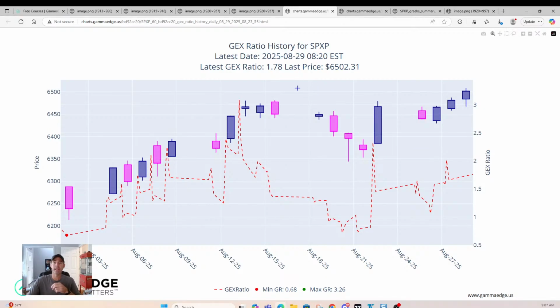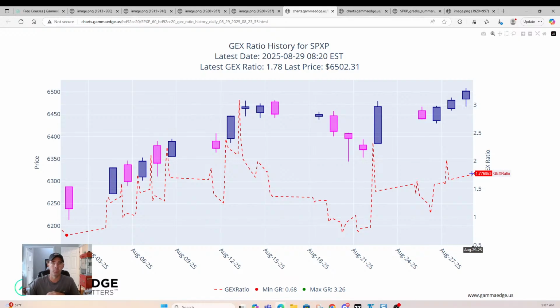All right, let's get into the GEX ratio, or what we call gamma edge ratio. Basically, this is kind of a put call ratio, but we add a time component, which is gamma, so that puts more emphasis on short dated overall structure and sentiment and contracts going into the overall market. So again, call versus put, a gamma ratio. Again, the red dotted line is that ratio.